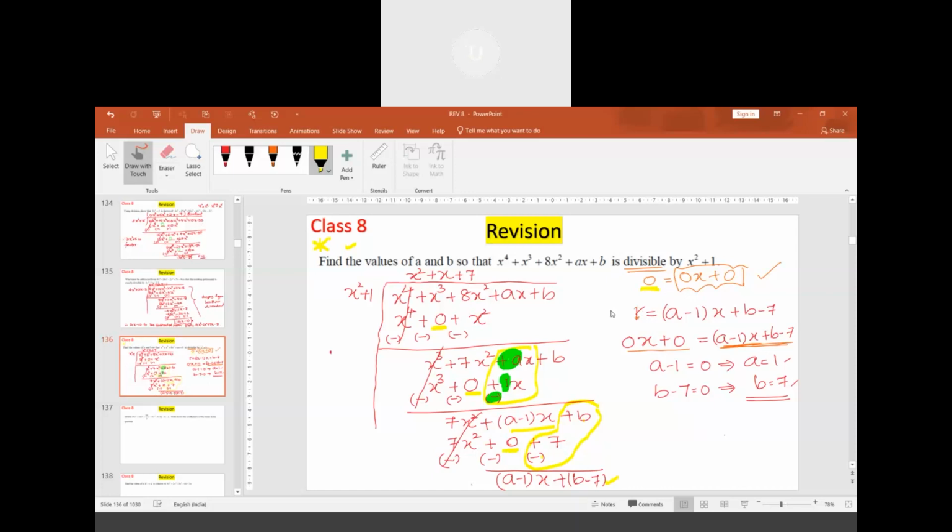Why is the remainder 0, Uday? Sir, in the question itself they gave that it is divisible by x square plus 1. In the question they have given that it is divisible by x square plus 1. It means the remainder is 0. So when the remainder is 0, I can write this as 0x plus 0. It's my convenience to write it this way so that I can do a one-to-one comparison. I can take the coefficient of x and equate it: a minus 1 equals 0. Then the constant is equal to 0, so we get b minus 7 equals 0, giving the value of a and the value of b. I know you are finding this difficult to understand, but this is the method.